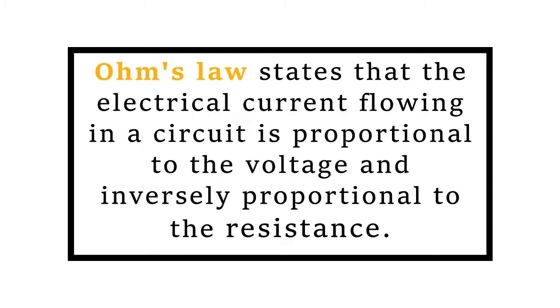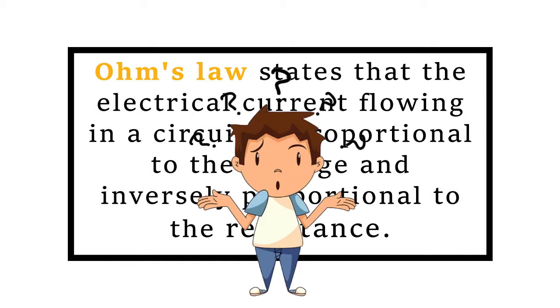What is Ohm's law? Ohm's law states that the electrical current flowing in a circuit is proportional to the voltage and inversely proportional to the resistance. That may be confusing, so we can do a visual demonstration to put those words into a visual picture.